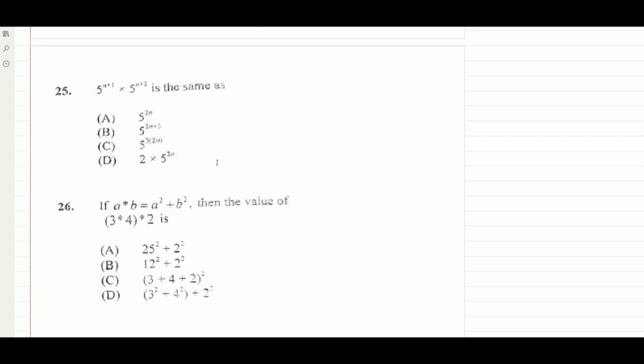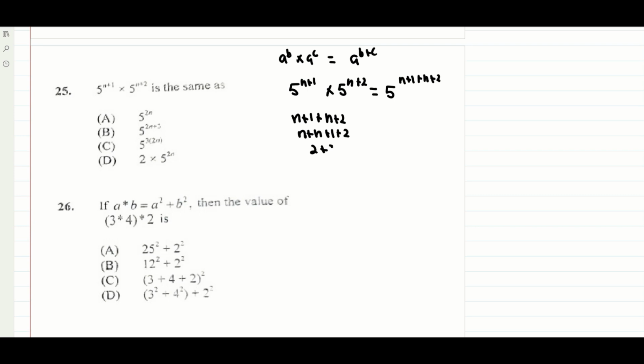Let's look at this question here. We did a question like this, it is a repeated question. They told you it's 5 to the power of n plus 1 multiplied by 5 to the power of n plus 2. Laws of indices: if you know a to the power of b multiplied by a to the power of c, when my bases are the same, I simply add my powers. That's a to the power of b plus c. I'm doing the same thing here. My bases are 5, so it's 5 to the power of n plus 1 plus n plus 2. That's n plus n plus 1 plus 2, which is 2n plus 3, so the answer would be 5 to the power of 2n plus 3, which is B.